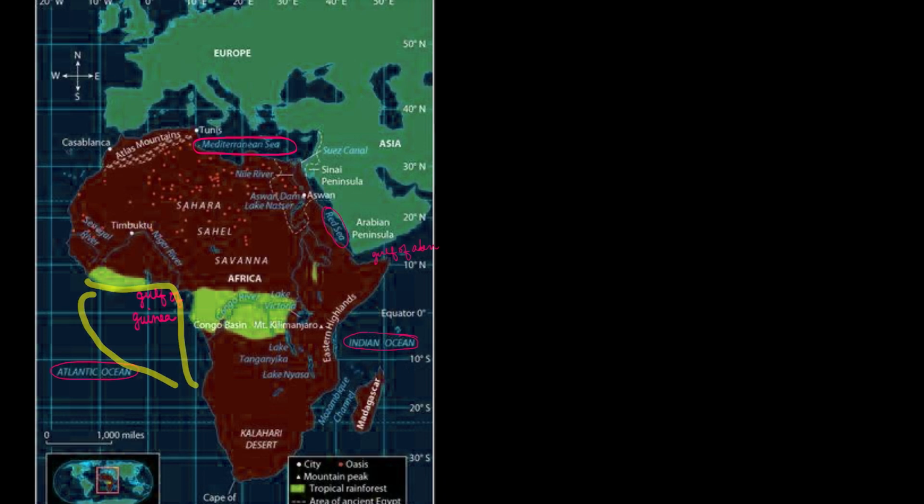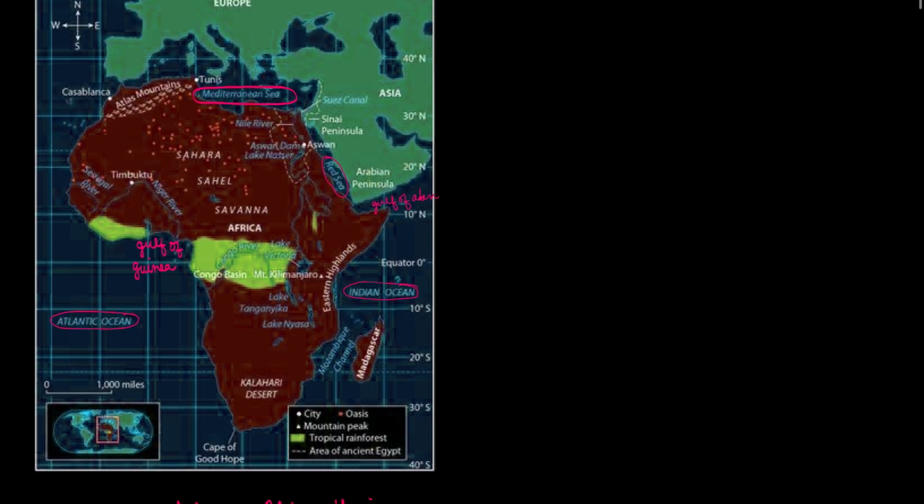then this portion is the Gulf of Guinea, Guinea, not Guinea. This is the Gulf of Guinea. This is the Strait of Gibraltar, which basically separates Europe and Africa, and this Gulf of Aden separates Asia and Africa.